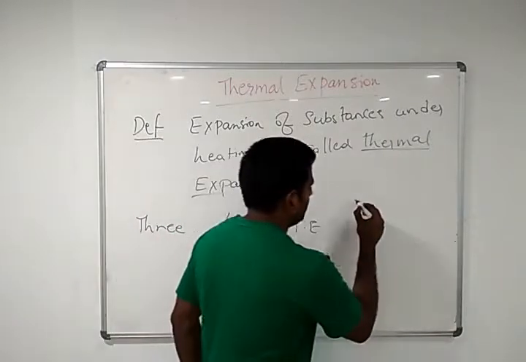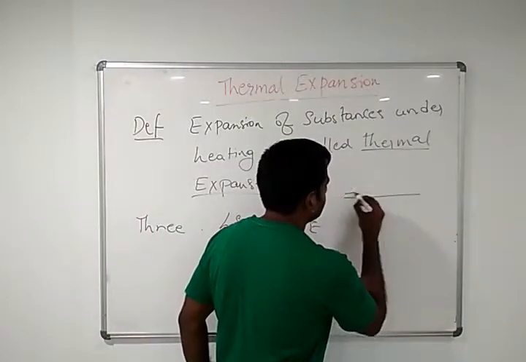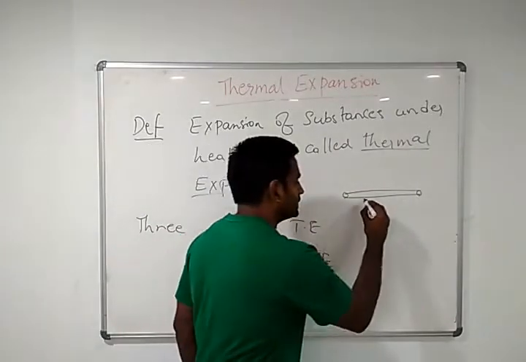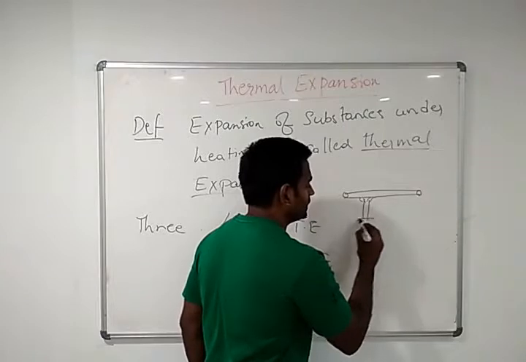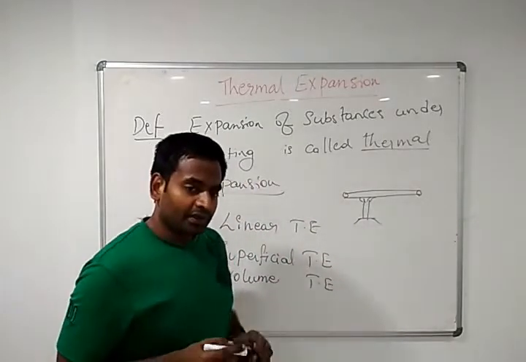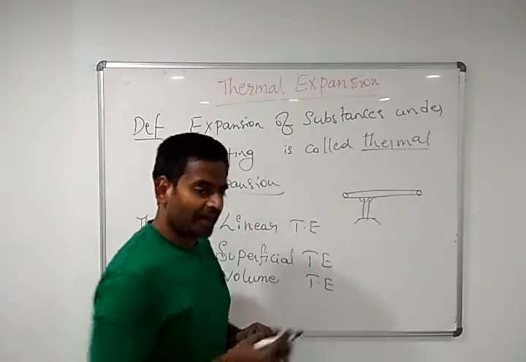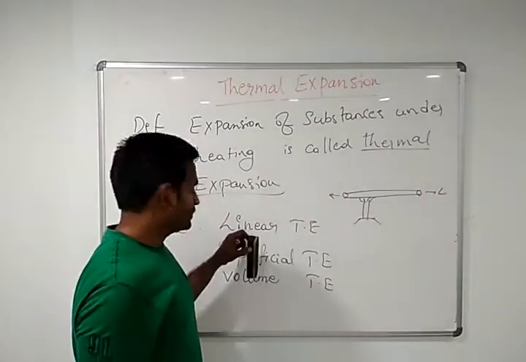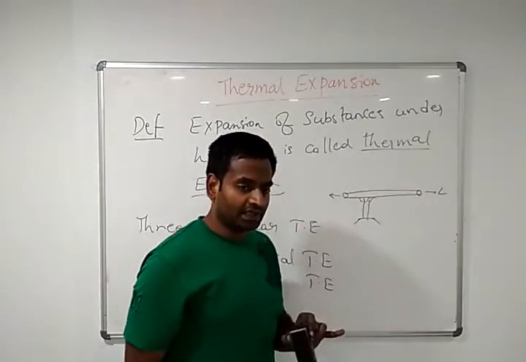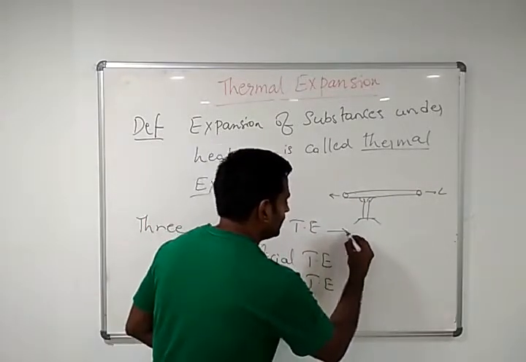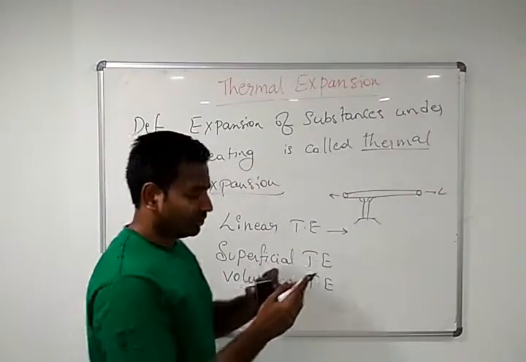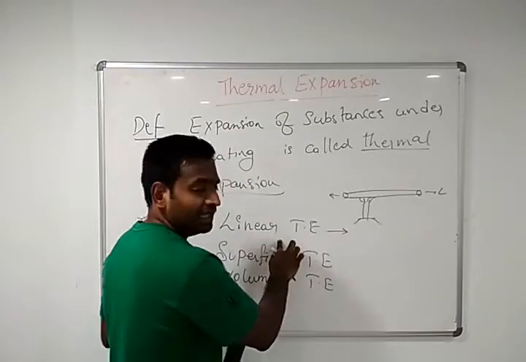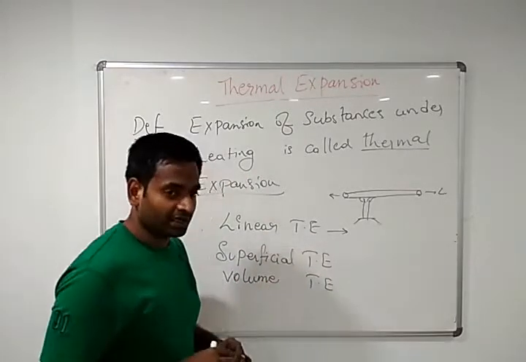For example, let's take you have a uniform rod. When I heat this uniform rod, what would happen to it? It starts expanding, and then its length will increase. Correct? So, whenever there is a change in length or increase in length, that is called linear expansion, because only one dimension, that line, is increasing. So, whenever the length increases, that is called a linear thermal expansion.